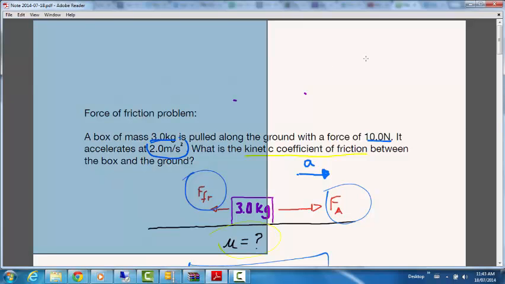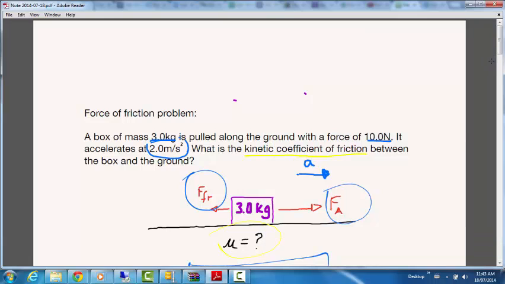We'll start off with this problem that applies Newton's second law. It's a force of friction problem. It's a specific type of problem in which we can apply Newton's second law, obviously involving friction. In this problem we have a box of mass 3 kilograms that's pulled along the ground with a force of 10 newtons.